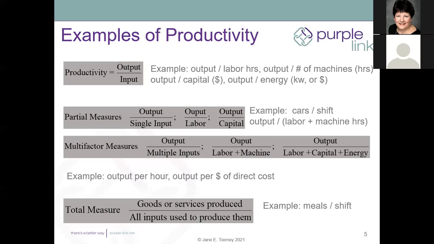And so if it's in dollars, it's hard to divide that up. And then again, with total measures, sometimes that works. And the one productivity measure that I like is a restaurant looking at how many meals per shift that they serve, because meals are all over the place.